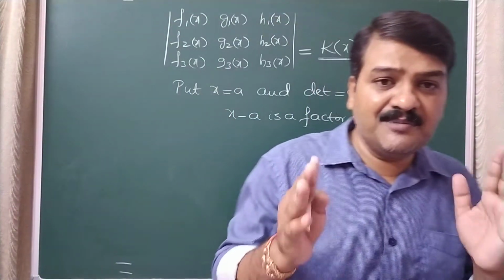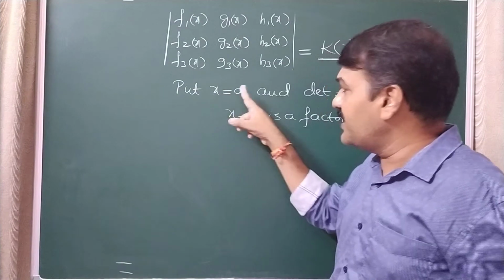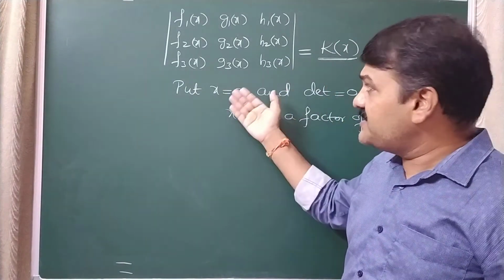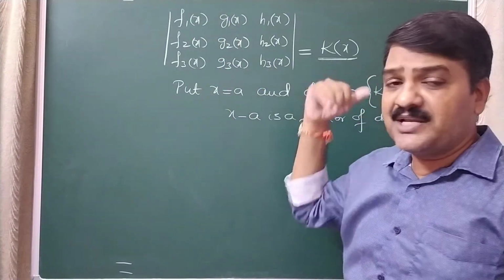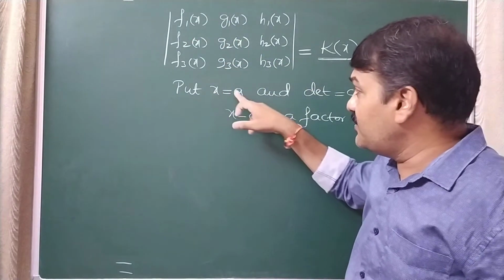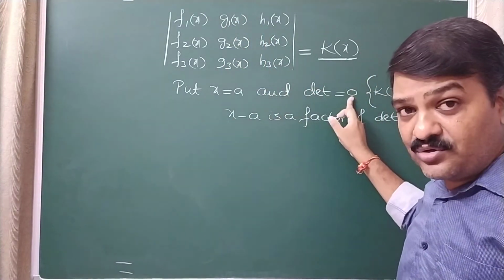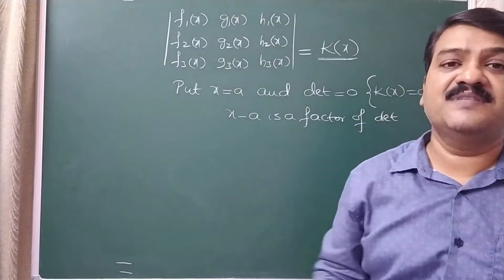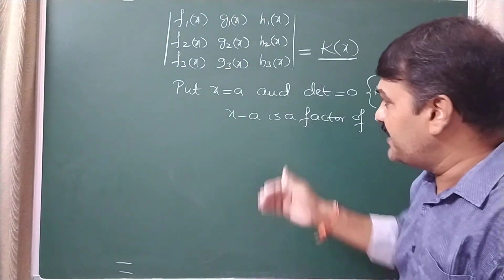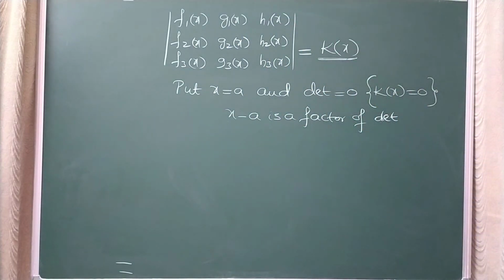Okay, so the simple property that you have to remember is, whenever you substitute x is equal to a, basically the determinant must have polynomials here. Then only you can apply this property. When x is equal to a is substituted, if the determinant becomes 0, then x minus a can be taken as a factor of the determinant. Okay, so this is a very important property.